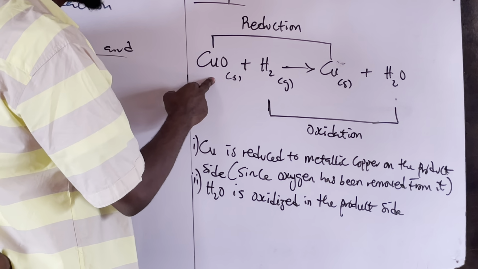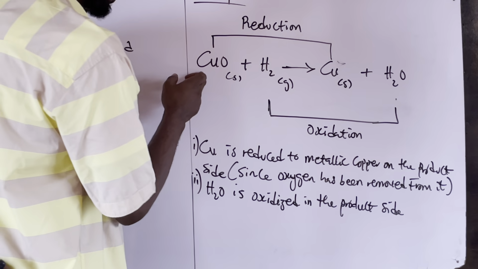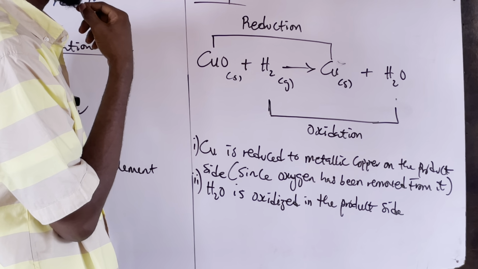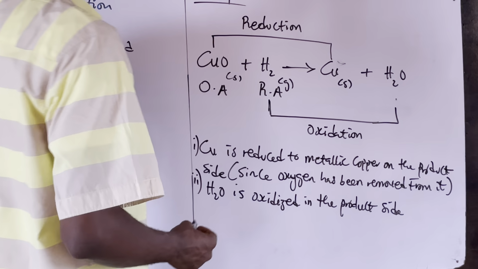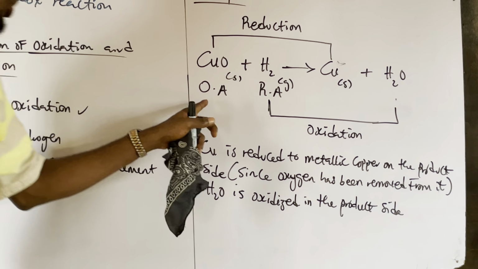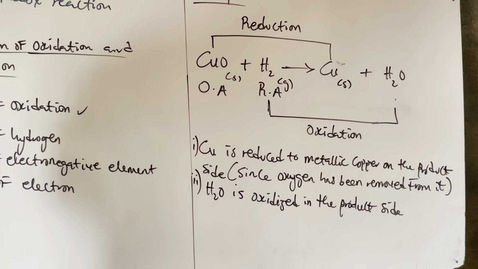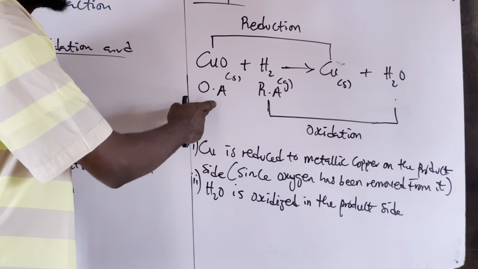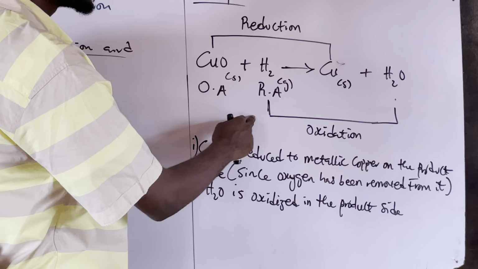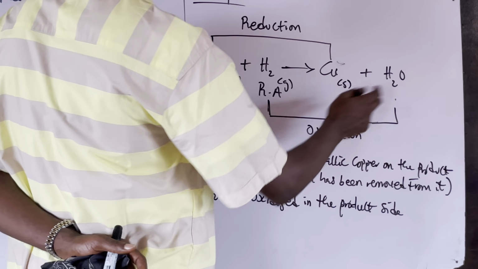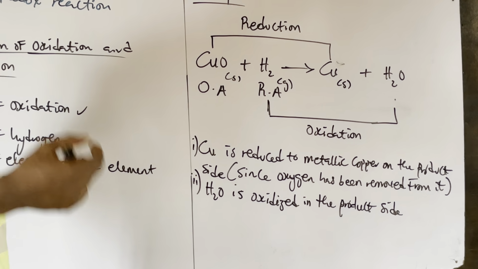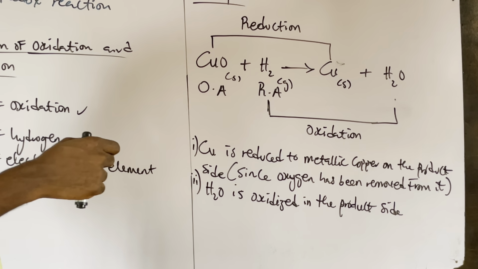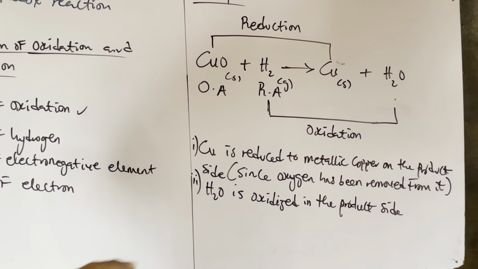Is this the oxidizing agent or the reducing agent? This copper oxide, we call the oxidizing agent. And we call this the reducing agent. Now, let's study why it is called the oxidizing agent. Because oxygen was removed on the product side. And this one is called the reducing agent because oxygen was added on the product side. Not just that. An oxidizing agent is any substance that is reduced in a chemical reaction, thereby bringing about oxidation.